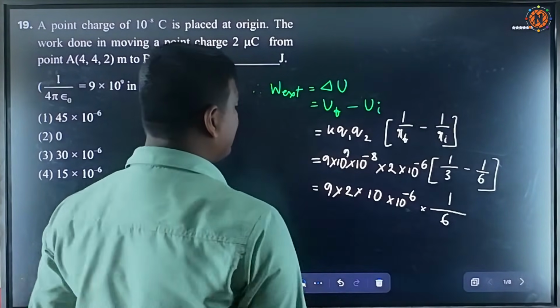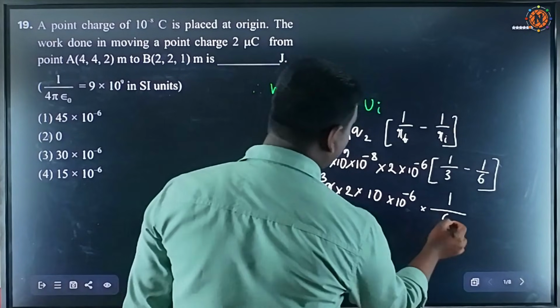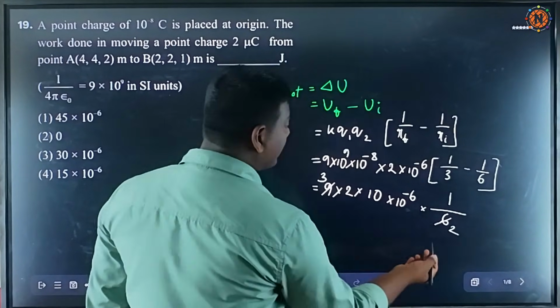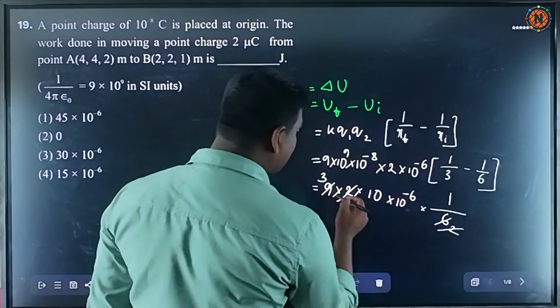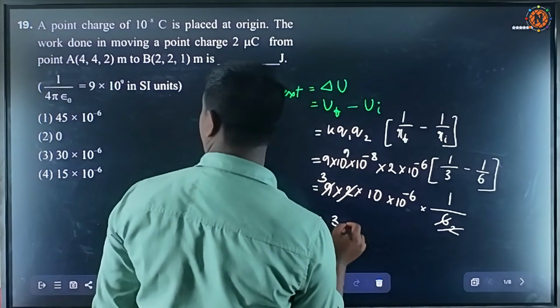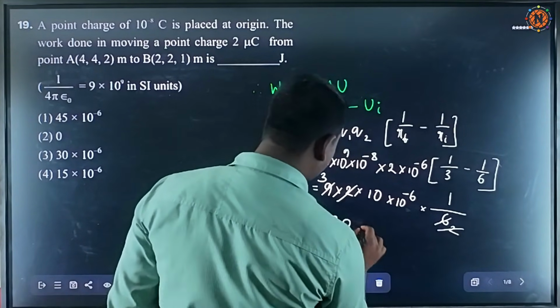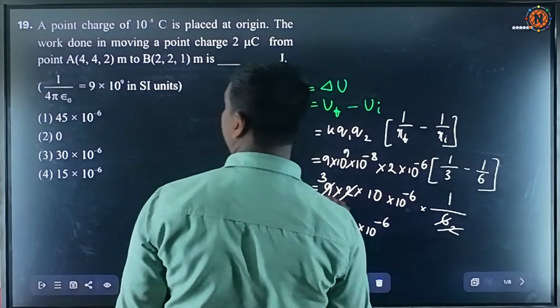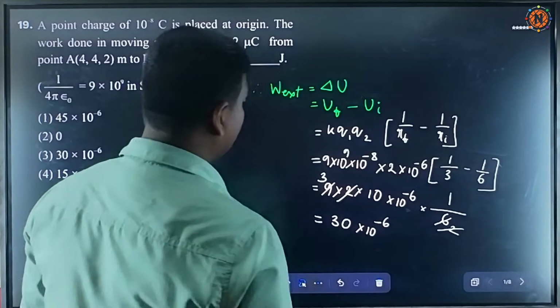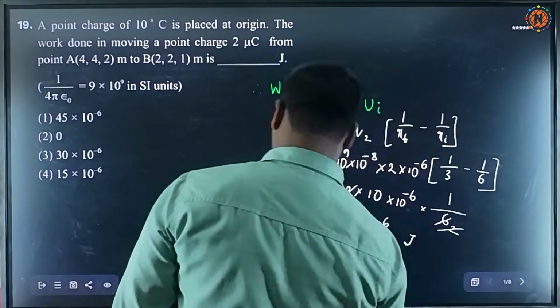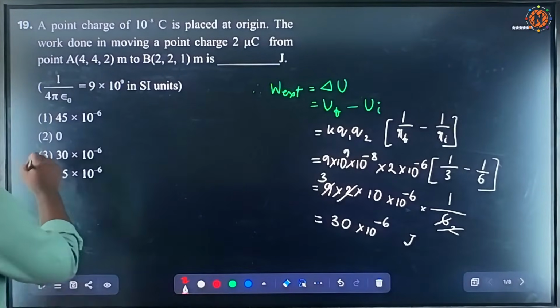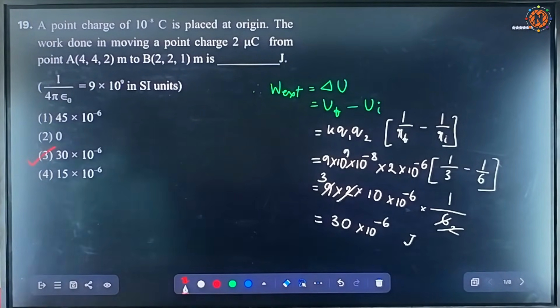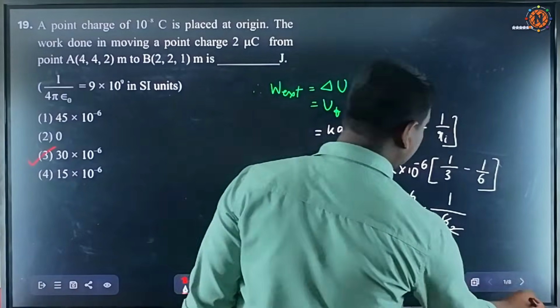Okay, so you can see that 3 to the 2 times 2 will cancel. So this will be 330 into 10 to the power minus 6 joule. So the answer will be option 3. Okay, let's go to the next question.